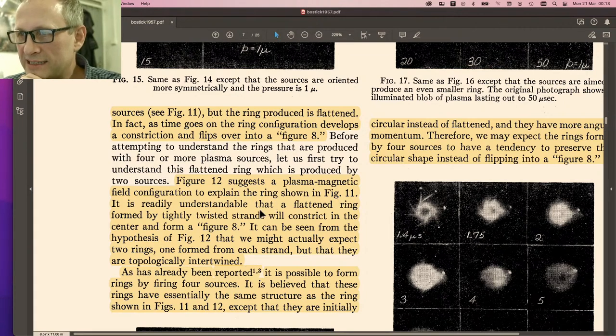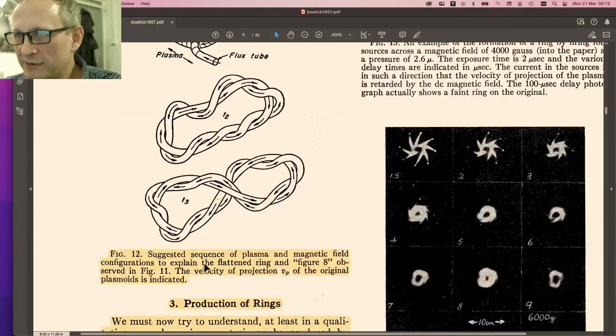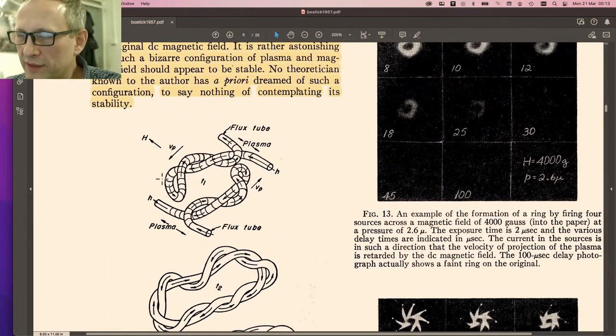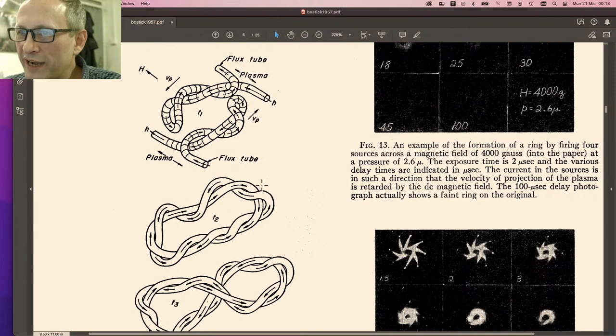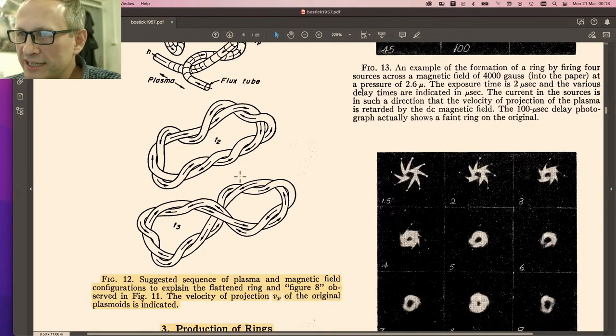It is readily understandable that a flattened ring formed by tightly twisted strands will constrict in the center and form a figure 8. It can be seen from the hypothesis in figure 12 that we might actually expect two rings, one formed from each strand, but that they are topologically intertwined. So this is what he's saying. You have two things coming together, they form one ring, and those are topologically intertwined, but they form a figure of 8. Okay? And so this is kind of going round here and round here and round here and round here. It's actually a ring that's interspersed with itself, with the other one.